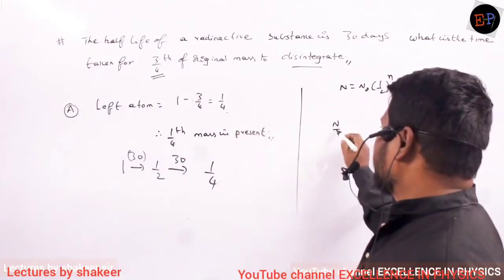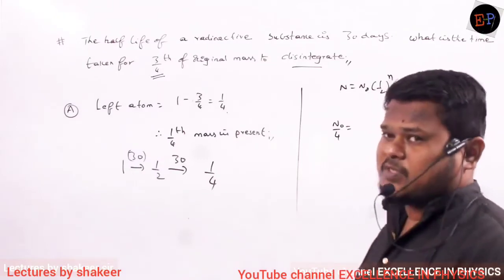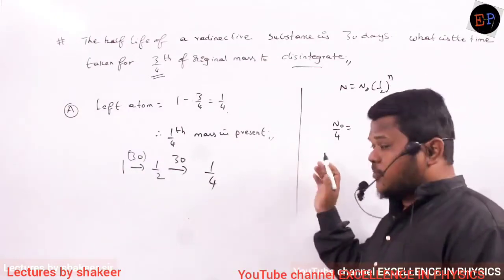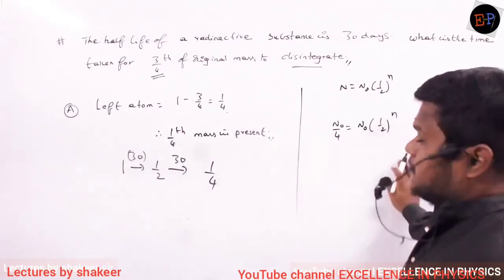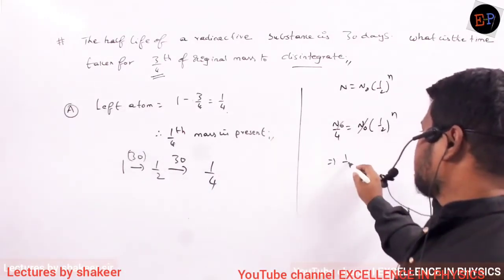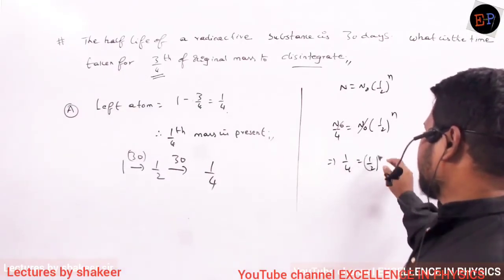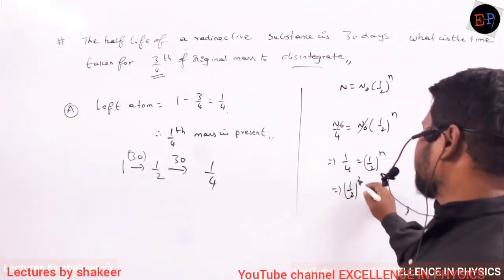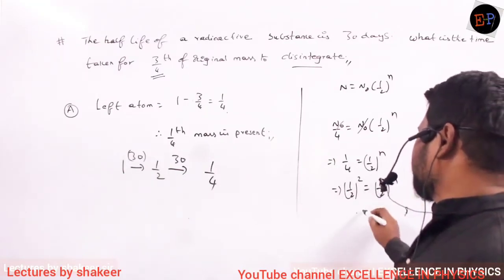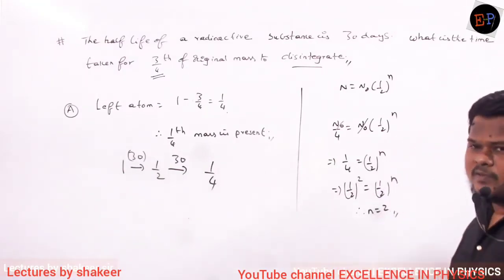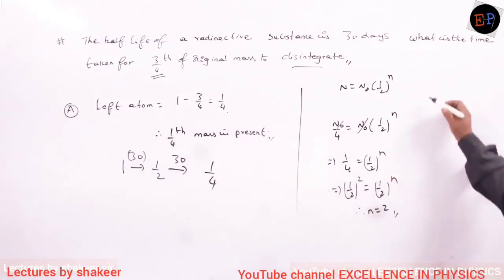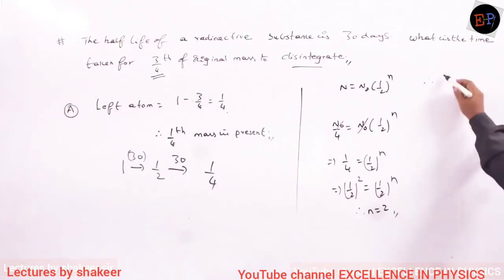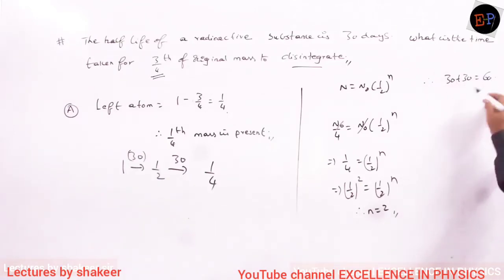Or you can write n naught by 4, where n naught is the original number of atoms. So n naught by 4 are ready for disintegration. So this is equal to n naught multiplied by 1 by 2 power n. N naught you cancel. So 1 by 4 is equal to 1 by 2 power n. 1 by 4 can also be written as 1 by 2 whole squared. So 1 by 2 power n means n is equal to 2. n is the number of half-lives only, so 2 half-lives. Therefore 30 plus 30, 60 days. Or you can say 2 into 30, 60 days. That's all.